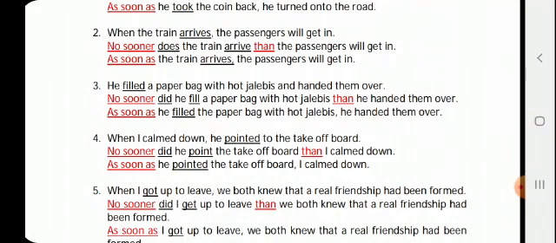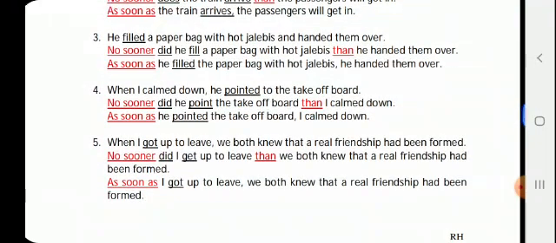Students, understood? When we want to change it into as soon as, we will remove the auxiliary verb does, and arrive will again become arrives, the verb in the present form with the letter S or ES, same as in the question. As soon as the train arrives, and you can see I've replaced the word than with the comma. As soon as the train arrives, comma, the passengers will get in, full stop. Okay, great. Let's look at the next one. So now you're clear with the present tense and with the past tense also. Now we'll go a little quickly.